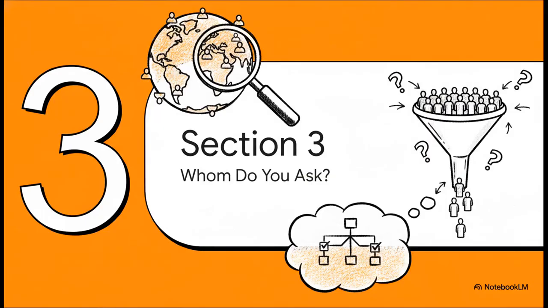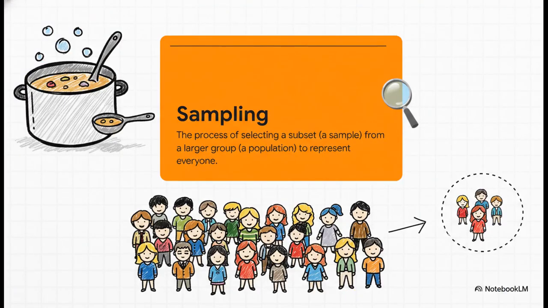Okay, so we know what we're measuring, and we have the tools to do it. But you can't exactly test every single person on the planet, right? So the next absolutely critical step is deciding who you're going to include in your study. And that, my friends, is where sampling comes in.